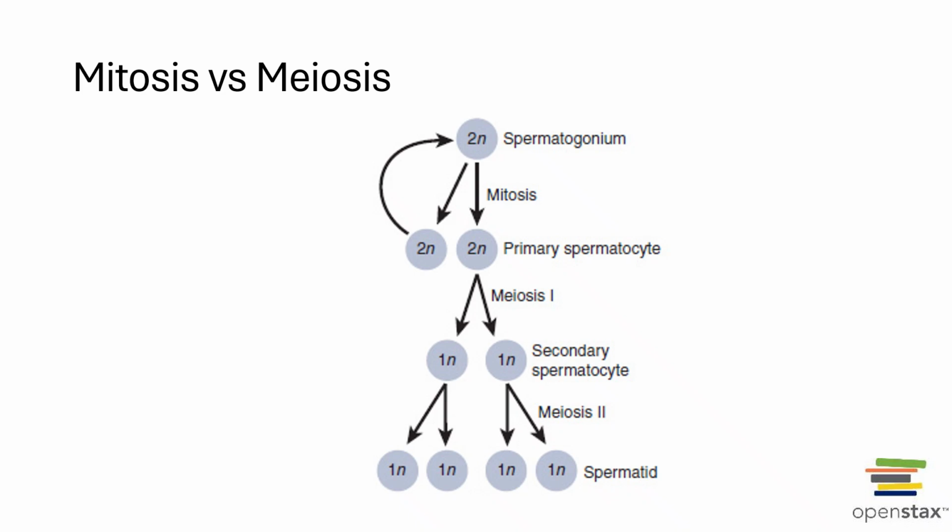Unlike mitosis, meiosis includes two rounds of cell division. These divisions are called meiosis I and meiosis II. In meiosis I, a primary spermatocyte divides producing two secondary spermatocytes. Secondary spermatocytes are haploid cells, but they still contain pairs of sister chromatids. In meiosis II, each secondary spermatocyte divides producing immature sperm cells called spermatids.